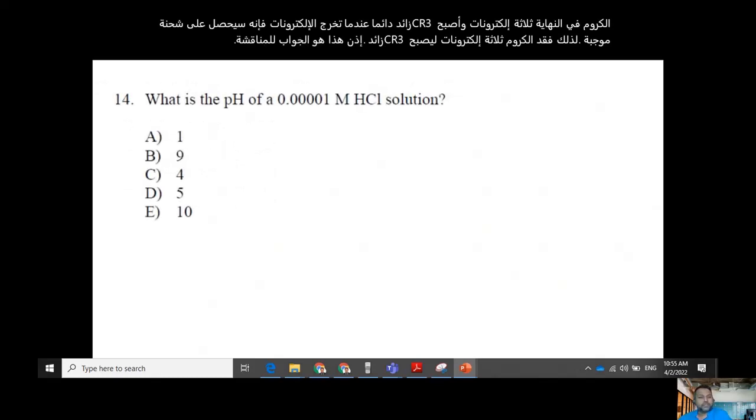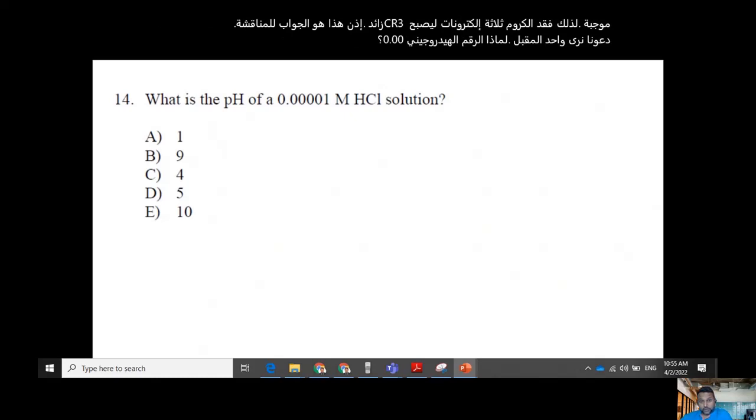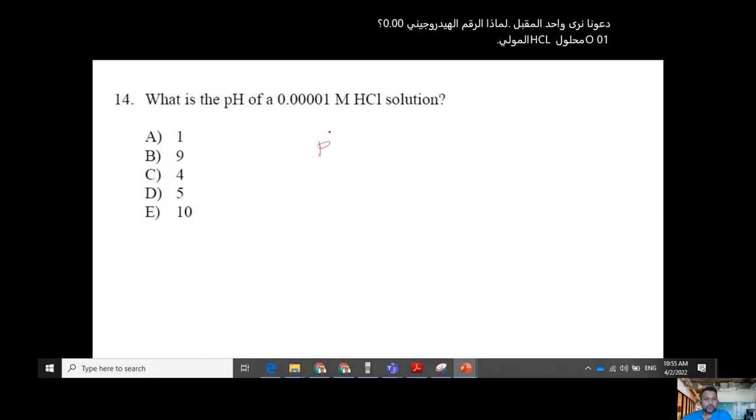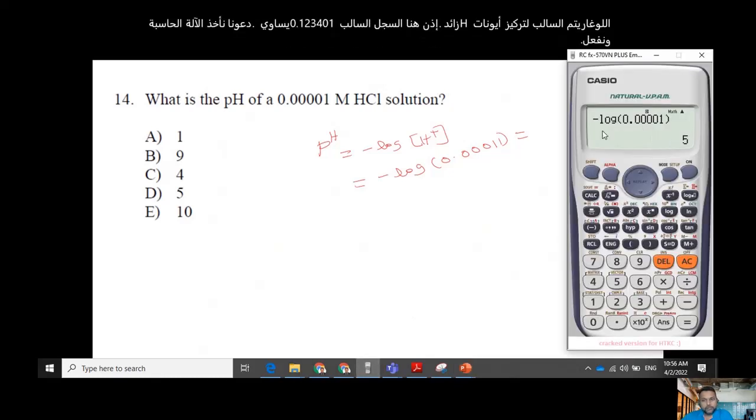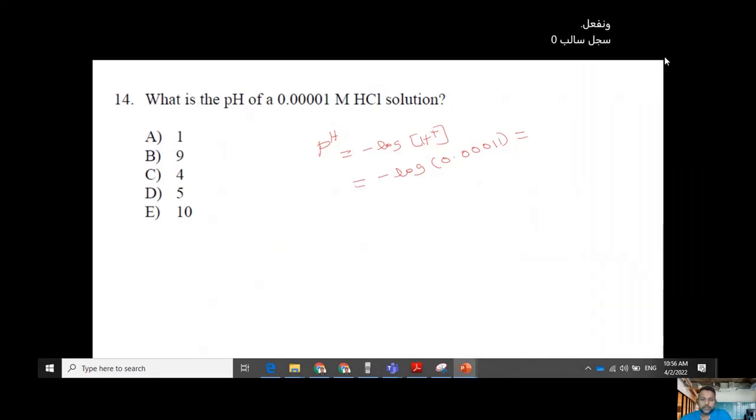What is the pH of 0.00001 molar HCl solution? Well, this is a direct question. You have to just use the equation to find pH. pH is equal to the negative logarithm of the concentration of H+ ions. So here, negative log 0.00001. Let's take the calculator and do the negative log of 0.00001. That equals 5. So the answer is 5. So the answer over here is D.